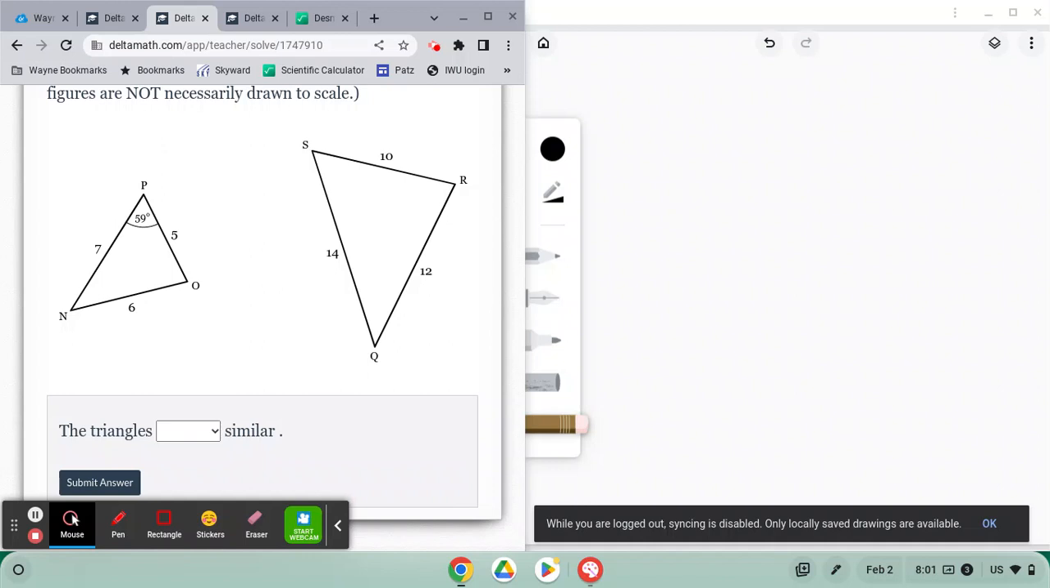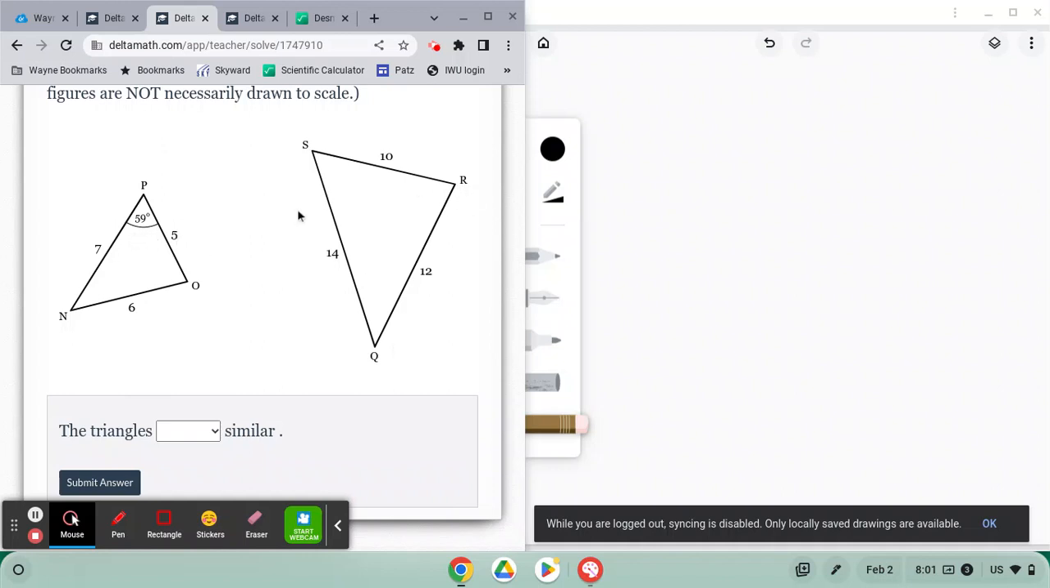Okay, the second way, SSS similarity theorem, meaning all three sides are proportional with the three sides on the other one. And then the final way would be SAS. We would show two sides are proportional with an angle in between congruent. Now, if we look here, there's an angle right there. So initially, some of you might be thinking SAS, but there's no angle markings over here.